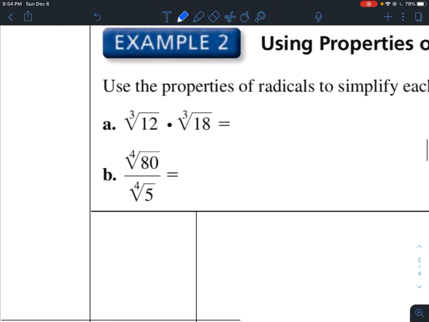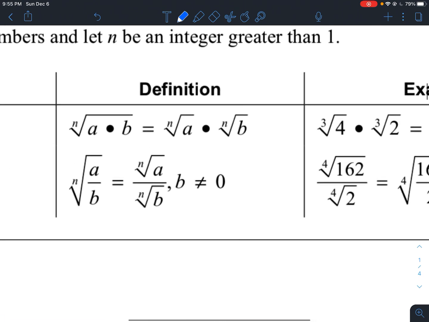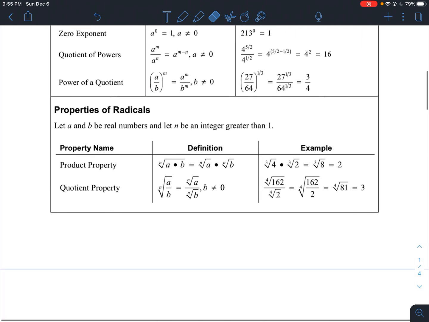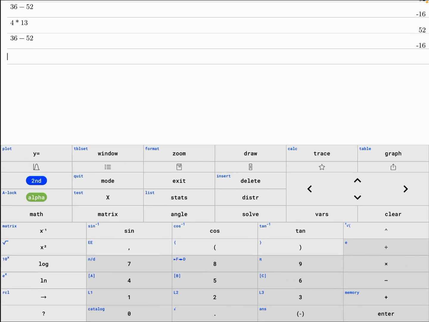So here you see that we have the 3rd root of 12 times the 3rd root of 18. So this is equivalent to the 3rd root of 12 times 18. What we did here was the opposite. We had the 3rd root of 12 times the 3rd root of 18, so this is equivalent to 12 times 18 all under the 3rd root. So that's the property that we used. Now I can do 12 times 18.